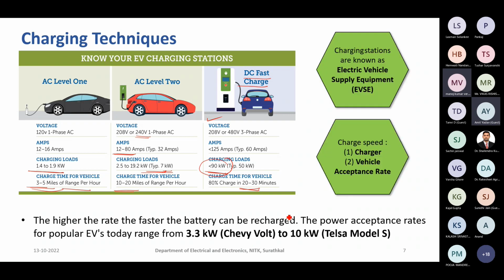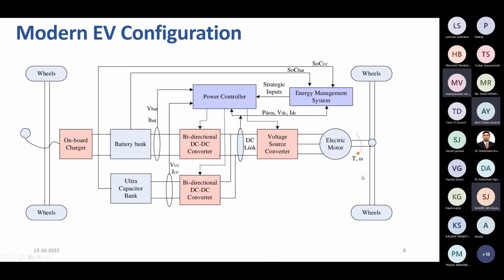With this, if it is a charging station, we call the equipment an electric vehicle supply equipment, which is an EVSE. So with that, in the modern EV configuration, what is actually inside the electric vehicle? What are the components? I have put a block diagram of that, and you can see four wheels and what is actually inside.